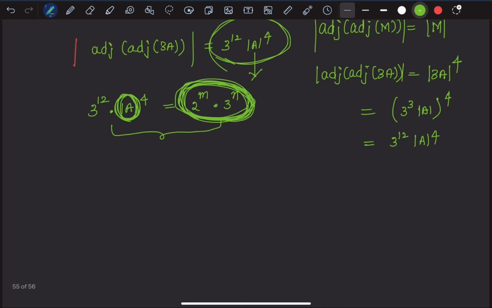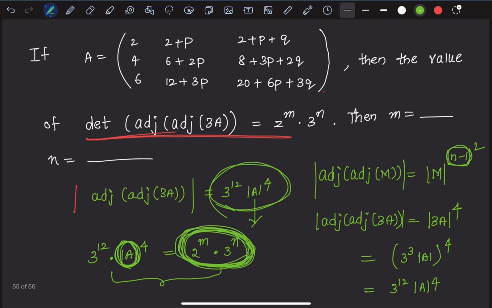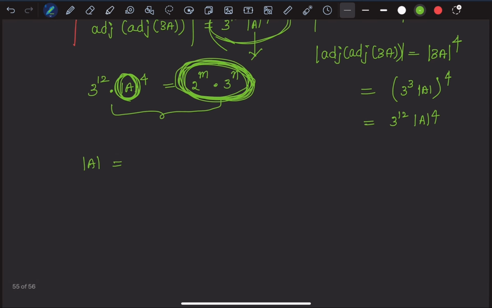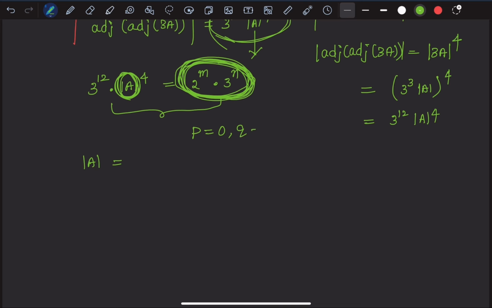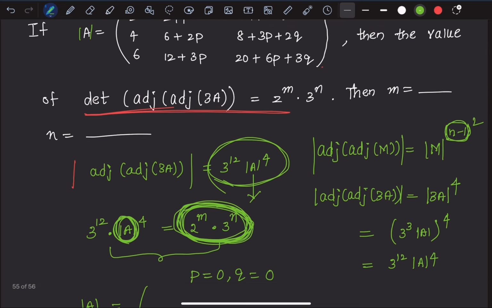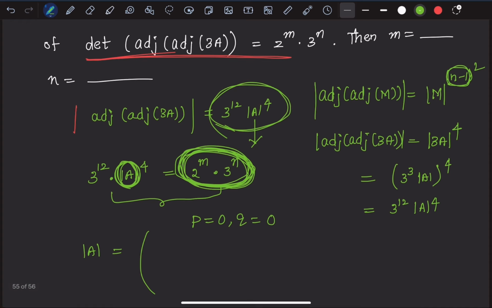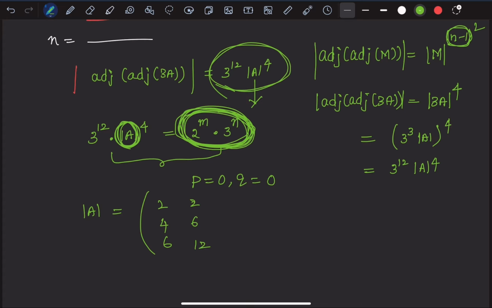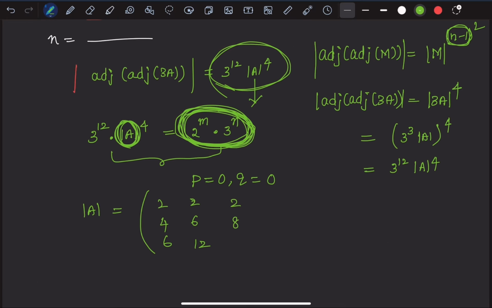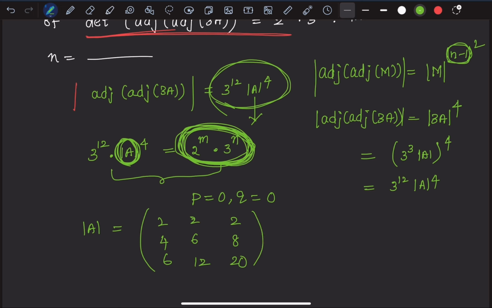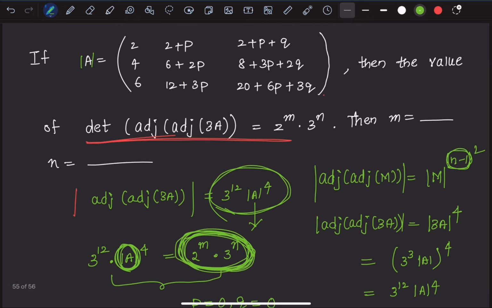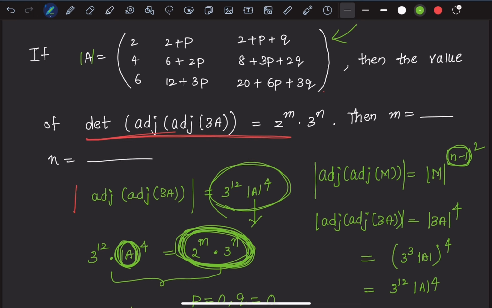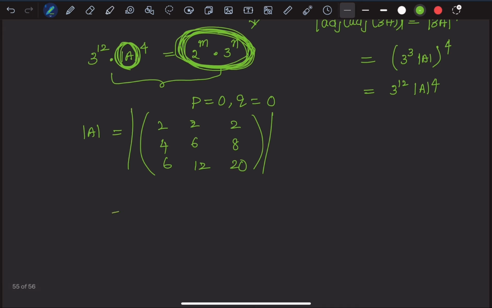So instead of expanding the complete determinant and finding the value of det A, you can just put p equal to 0 and q equal to 0. Then your matrix will be 2 4 6, 2 6 12, 2 8 20. So you have to find the determinant of this matrix. Even if you expand this and find det A, you will get the same answer. So let us find det A.